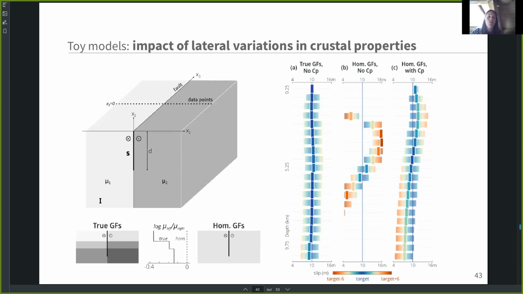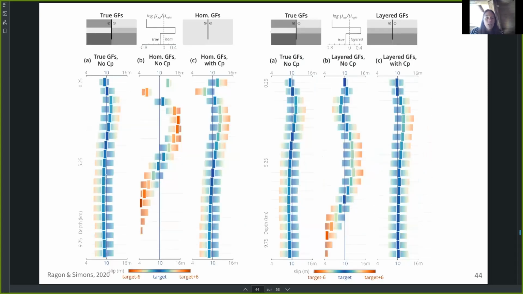I will present you some other interesting results. So in this case, we have a more complex crustal structure where we have two different gradients on either side of the fault.